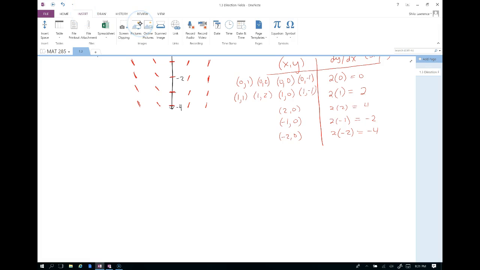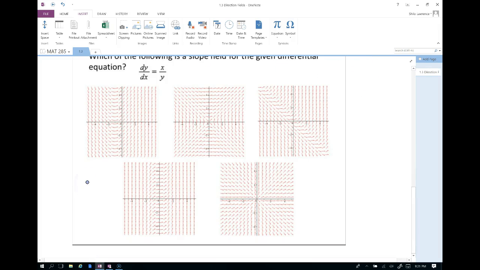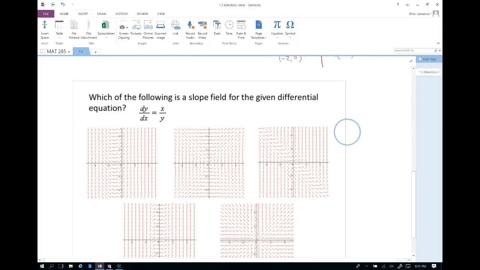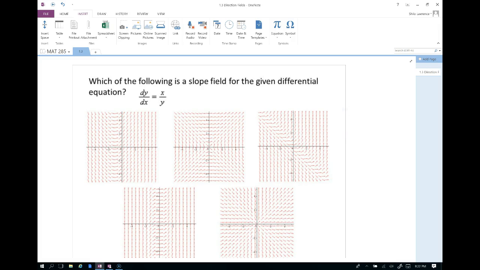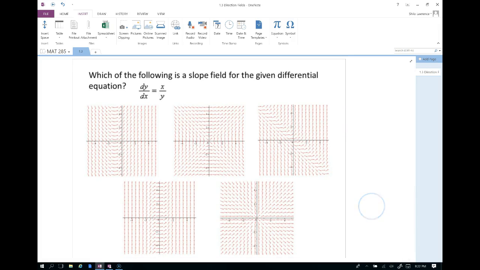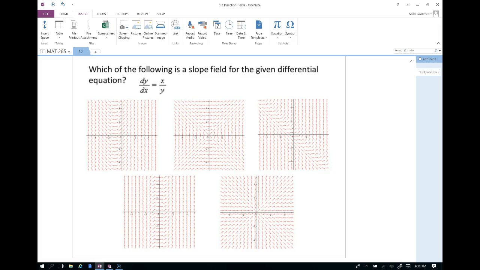So let me give you another example here. So here's another example I found. This one is multiple choice. It says, which of the following is the slope field? Slope field and direction field are just synonyms. Which of the following is the slope field for the given differential equation? dy/dx equals x over y.